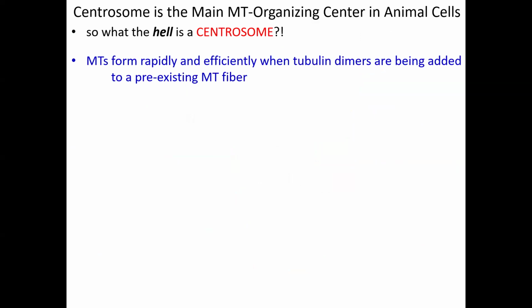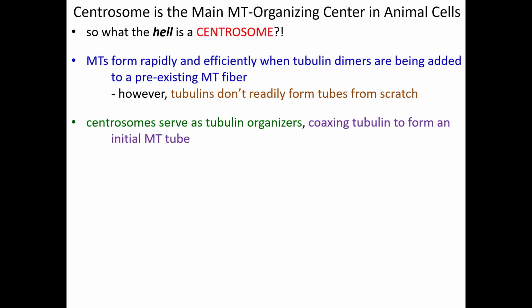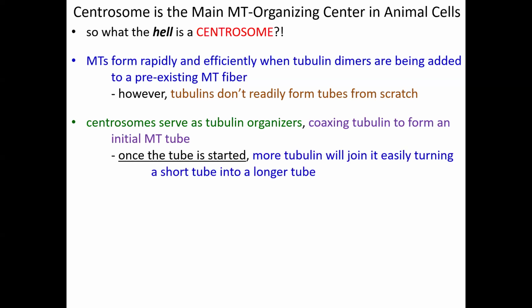Microtubules form rapidly and efficiently when tubulin dimers are being added to an already existing microtubule fiber. It's very difficult for microtubules to start being made from scratch. It's much easier for tubulin dimers to be added to an already existing tube. And that's what centrosomes do. Centrosomes serve as that starting tube. They serve as tubulin organizers, coaxing alpha beta tubulin dimers to form protofilaments and eventually form a microtubule itself.